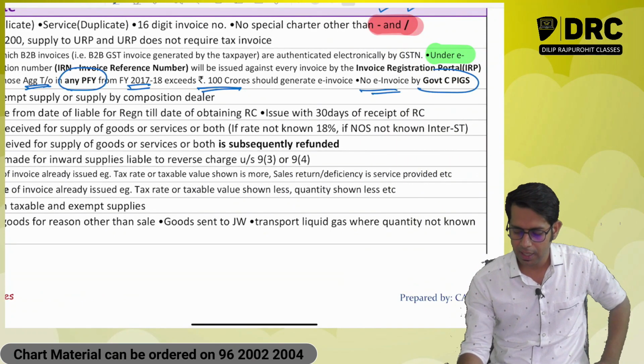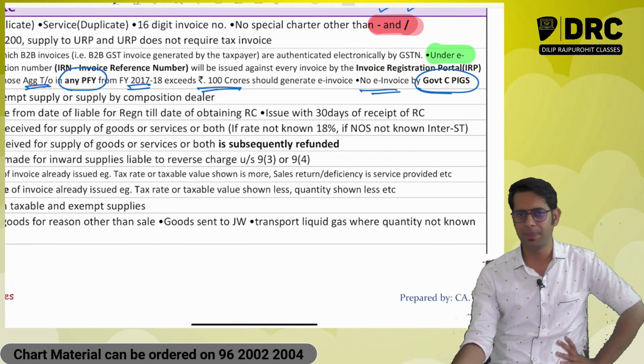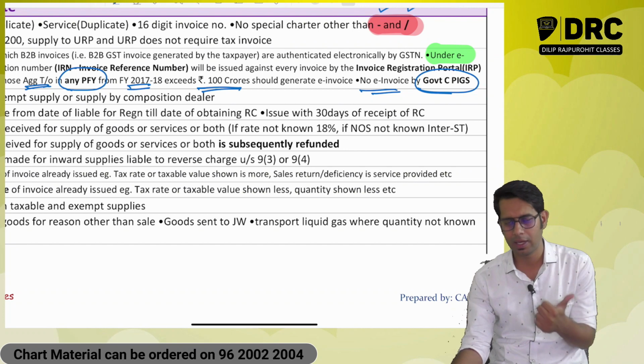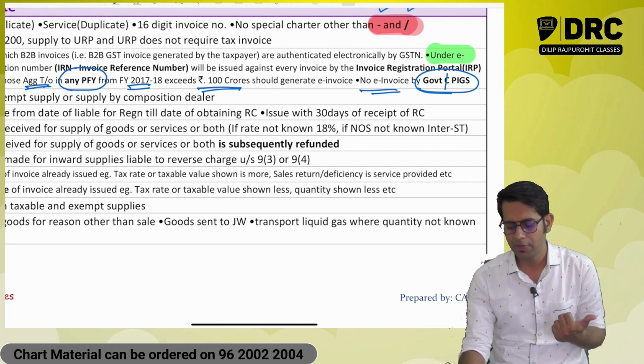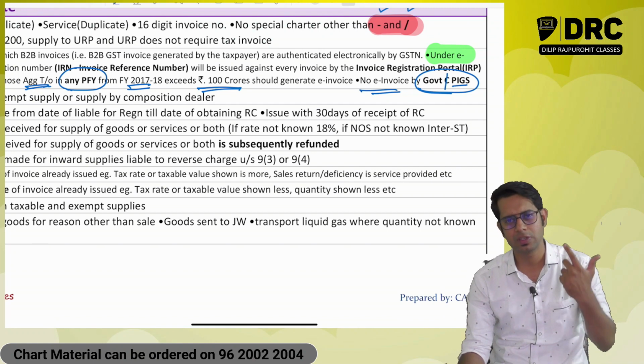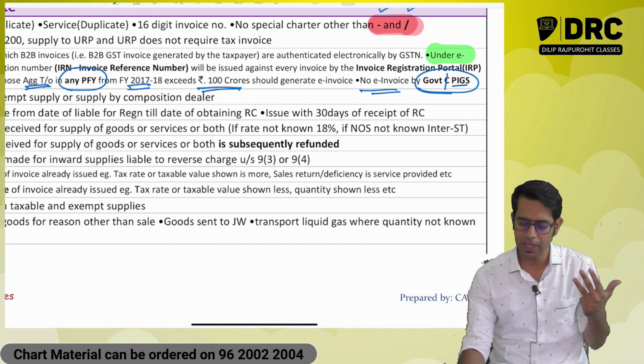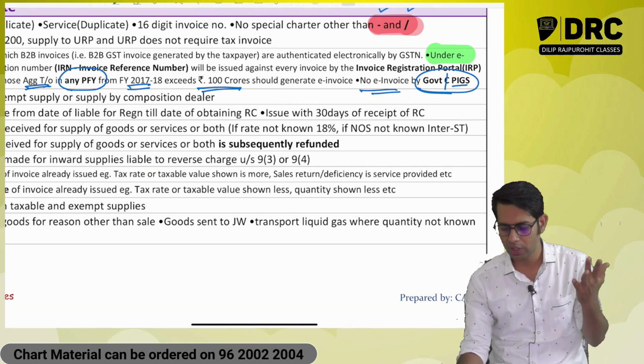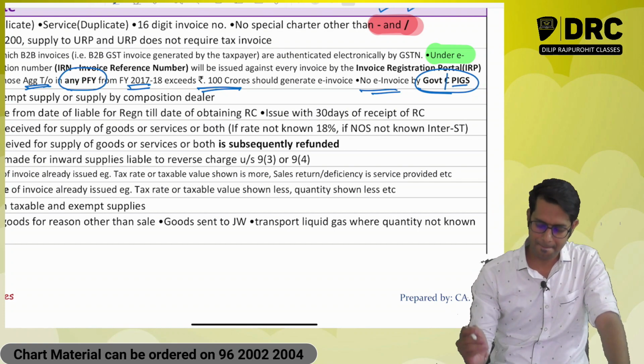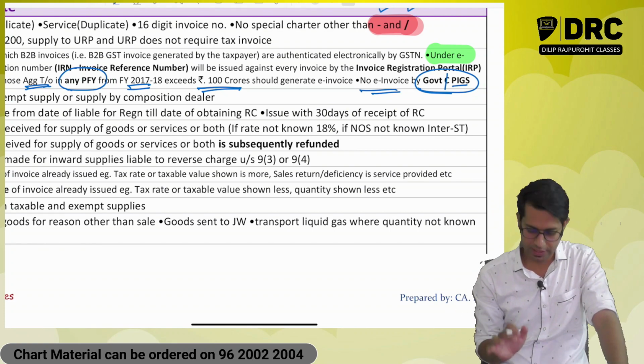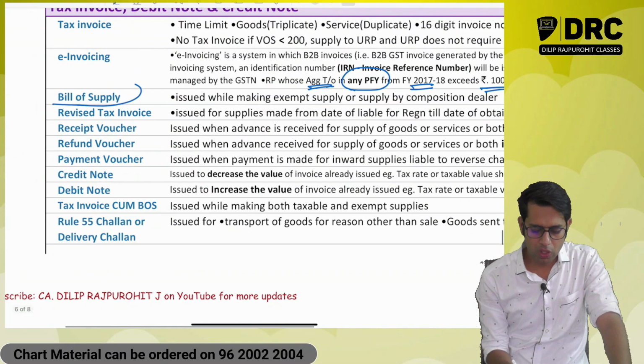E-invoicing is not applicable for government departments and local authorities, and CPICs: C for cinema halls and multiplexes, P for passenger transport service providers, I for insurance companies and banking companies, G for goods transport agencies, and S for SEZ units.